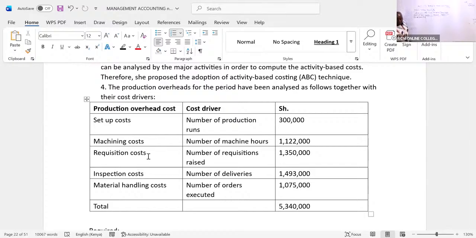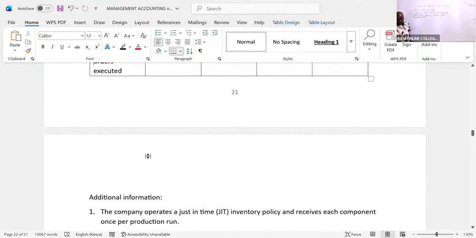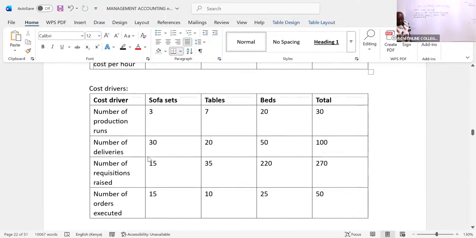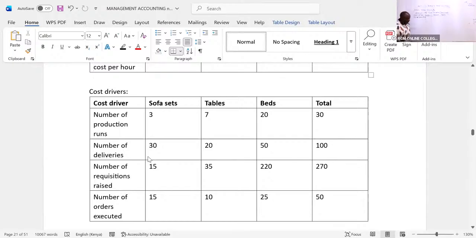Look for the cost drivers, the numbers, in the second table, or the table up there. So number of production runs, we have 3, 7, 20, giving us a total of how many? 30.